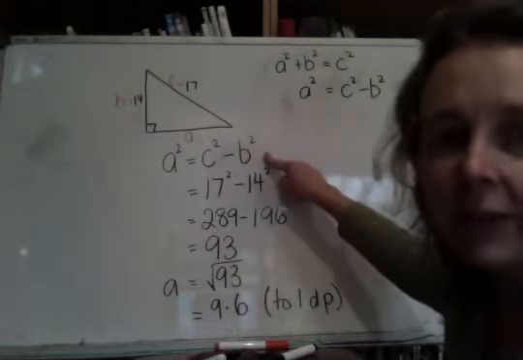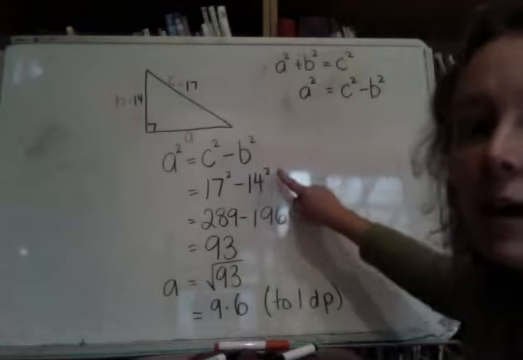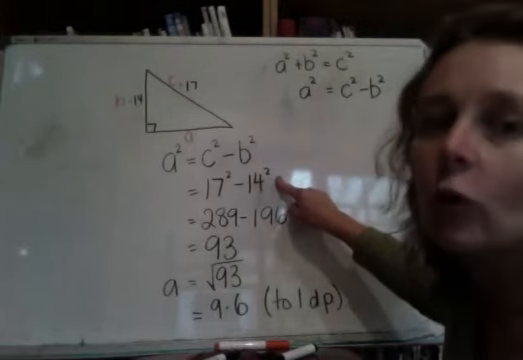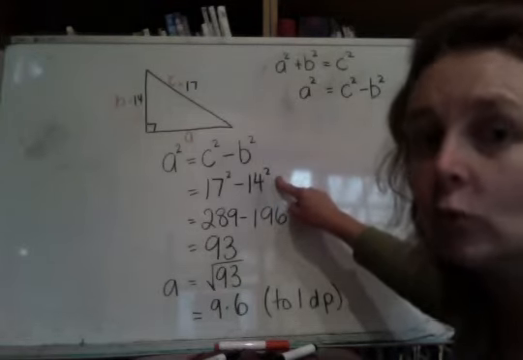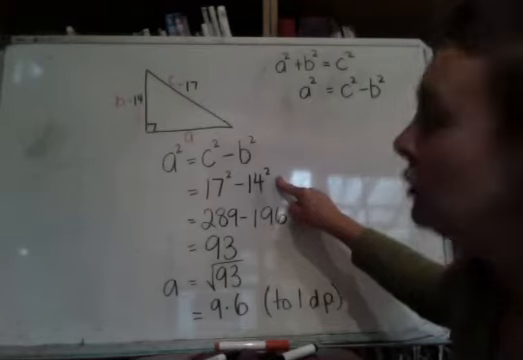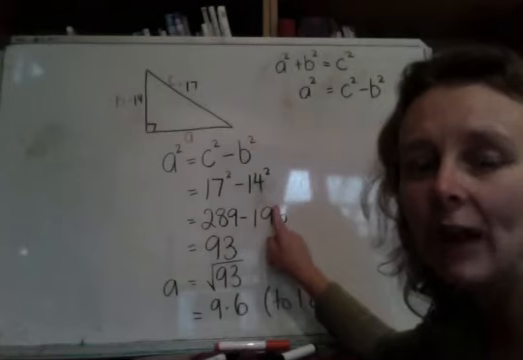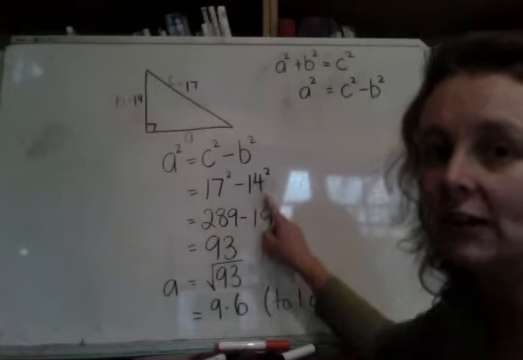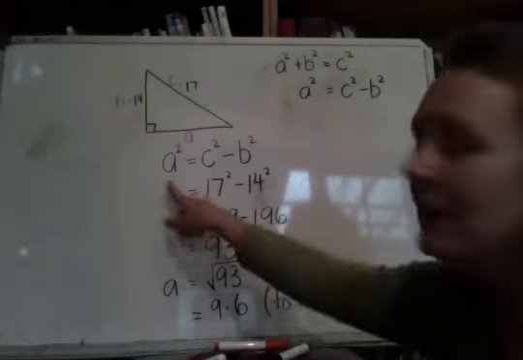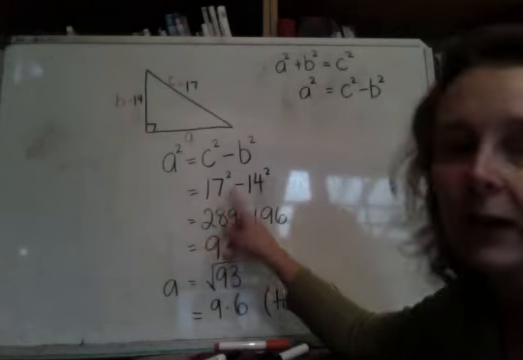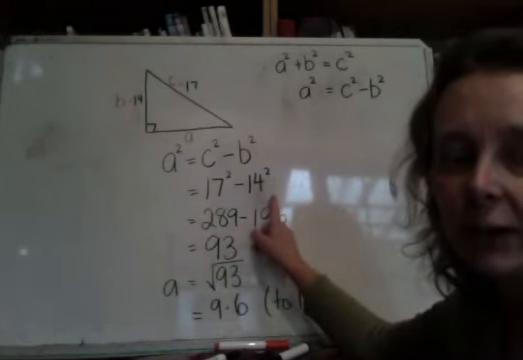Okay, I've written down the formula. That's my next step. The next step is to substitute or replace those pronumerals with the actual values. So here the actual value of the hypotenuse was 17, and the value of one of the shorter sides is 14. So I get that a squared equals 17 squared minus 14 squared.